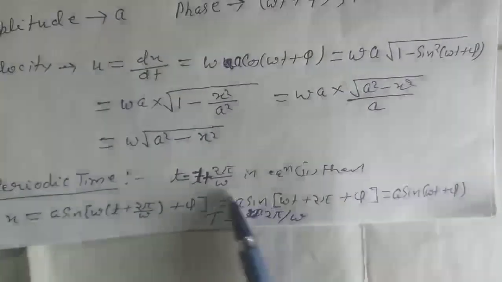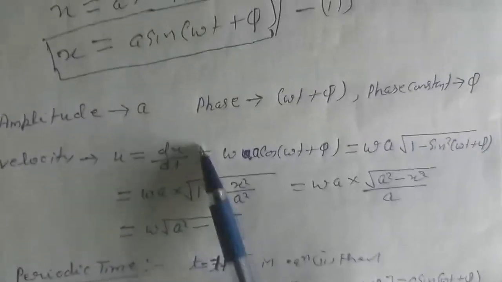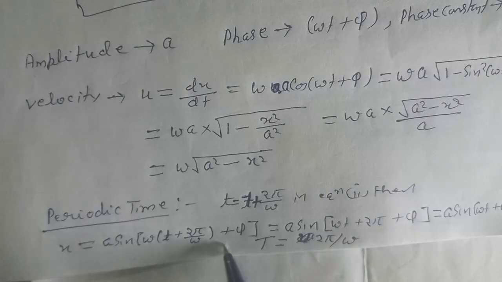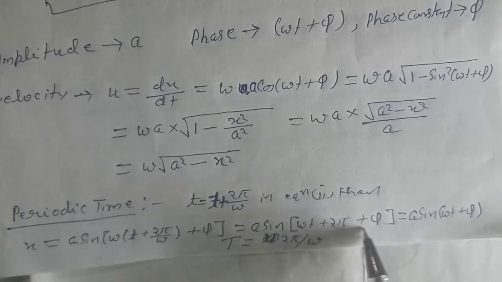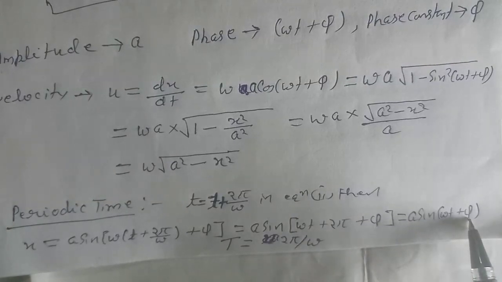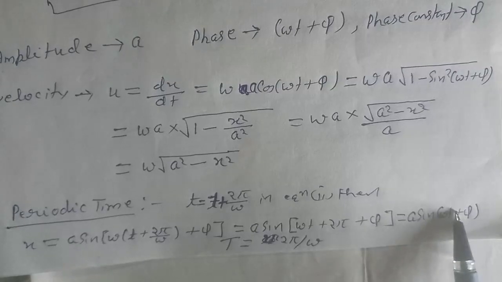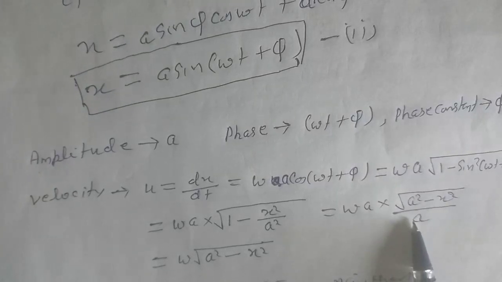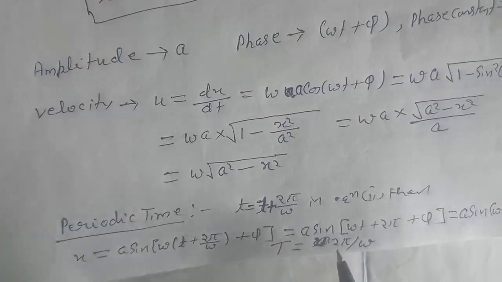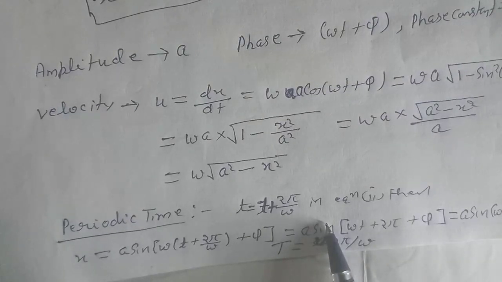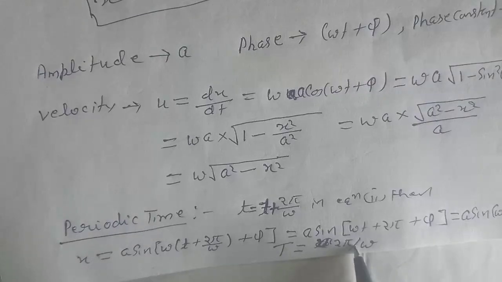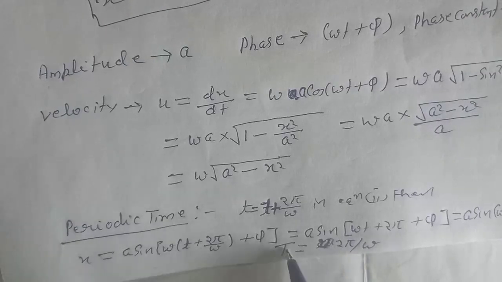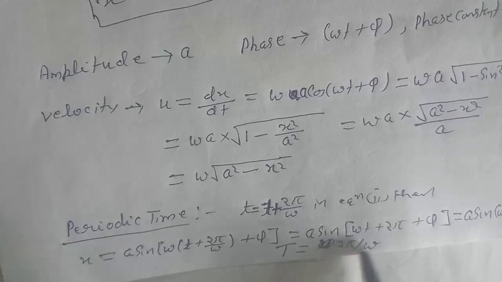Periodic time: if we increase the value of t by 2π/ω in equation 2, then we get x = a sin(ω(t + 2π/ω) + φ) = a sin(ωt + 2π + φ) = a sin(ωt + φ). So this means that the displacement repeats itself after a time interval of 2π/ω, and this time interval is called the period of the motion, represented by capital T. So T = 2π/ω.